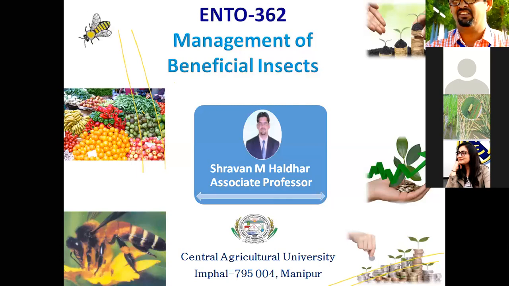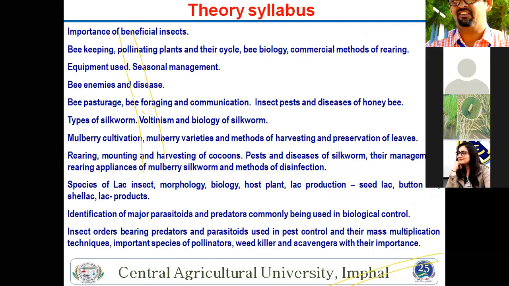So we will start first with the syllabus. In this syllabus, first is importance of beneficial insects, then second is beekeeping, pollinating plants, their cycle, bee biology, then commercial methods of rearing. In bees, honeybees have 4 important species in India.